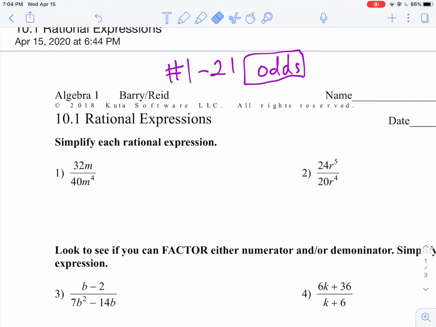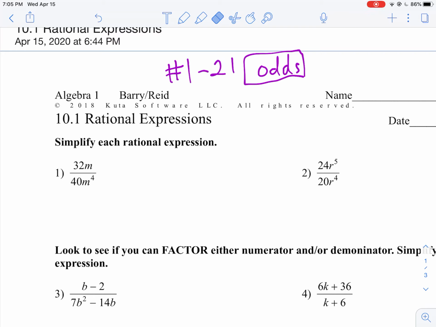All right, ladies and gentlemen, welcome to our new chapter, chapter 10.1. We're done with solving systems, and we're back into something we've kind of started before, and we're going to add another little step to it. We've done factoring. Factoring was X marks the spot. X marks the spot comes back in chapter 10, rational expressions.